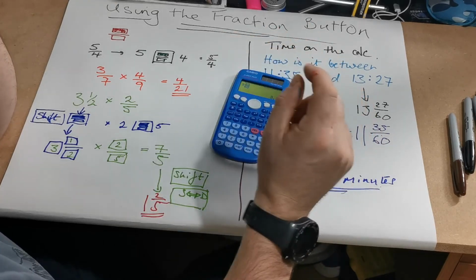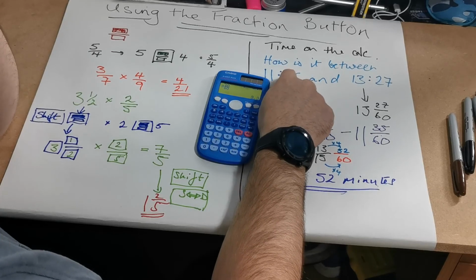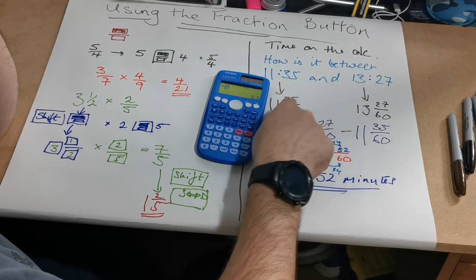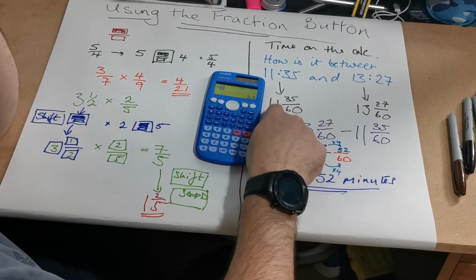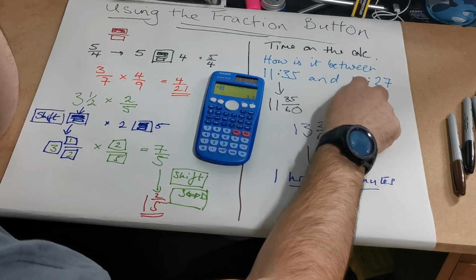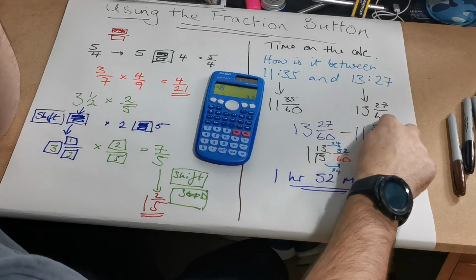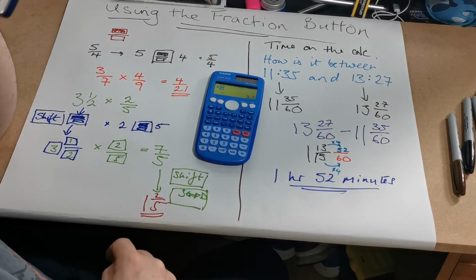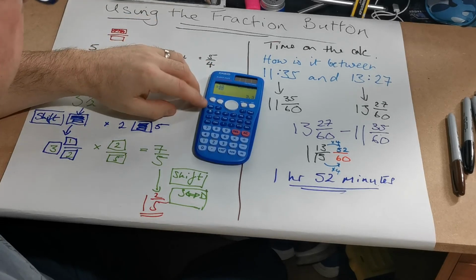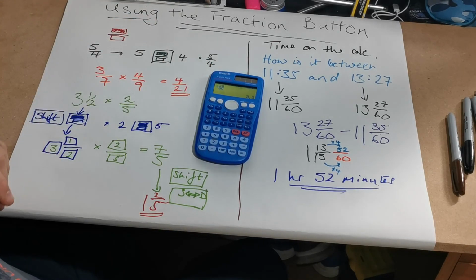My number one tip, for any questions involving time, is take the minutes as a fraction over 60. So 11:35 is 11 whole hours and 35/60ths of an hour, and 13:27 is 13 hours and then 27/60ths of an hour. Okay, and remember, if you're doing a mixed number, it's shift and then that button, not straight away.